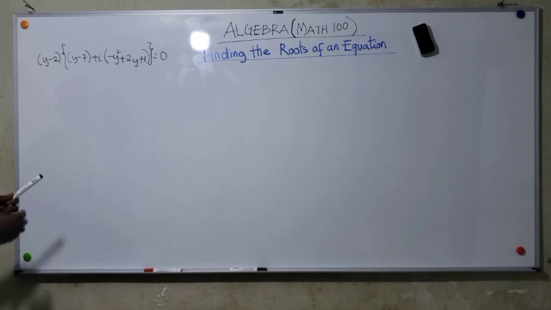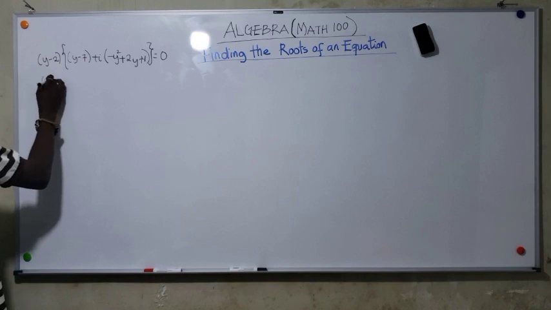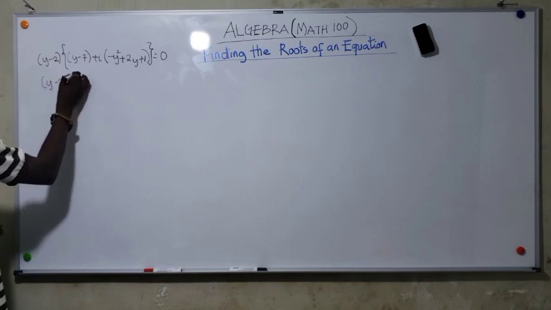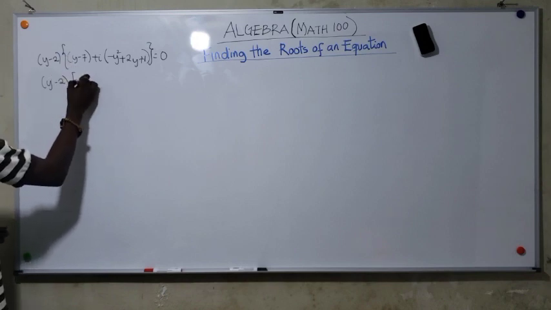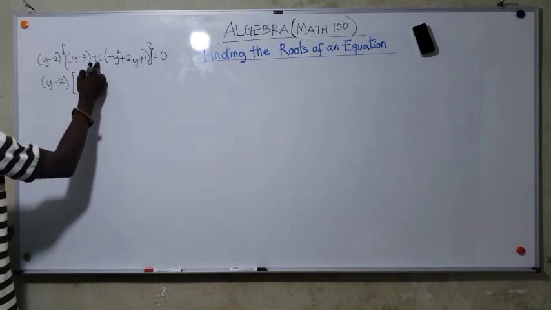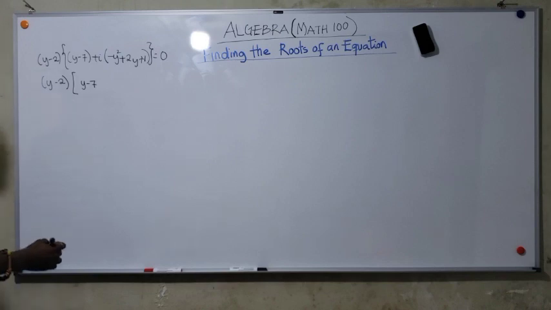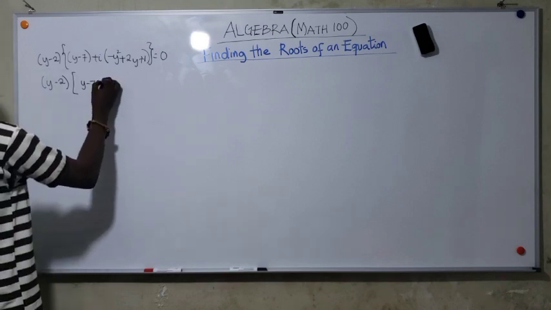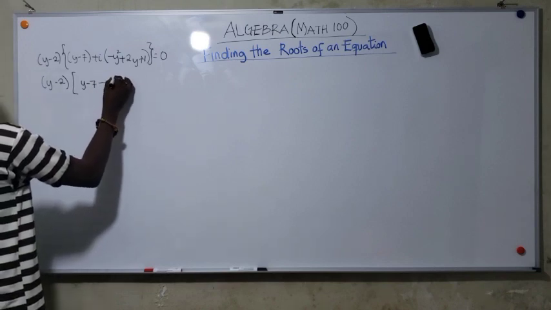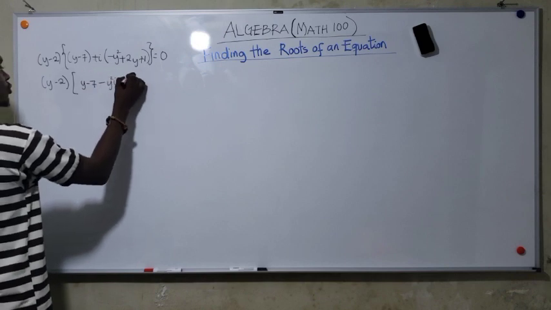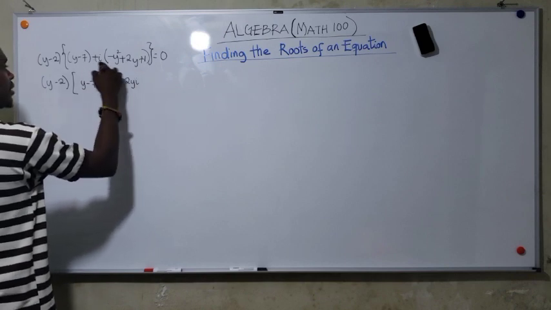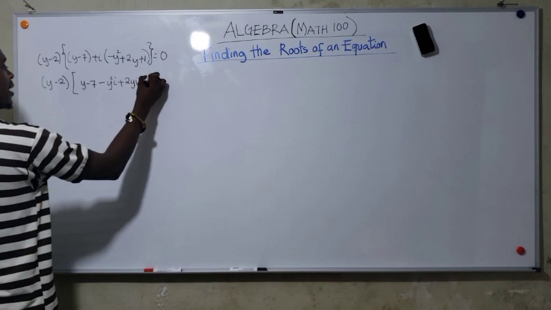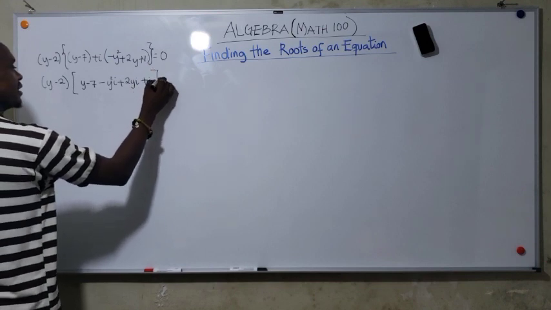So we can simplify by saying y minus 2 times the bracket: y minus 7 multiplied by r in the parentheses. So we have minus y squared r, plus 2yr, plus r, is equal to 0.